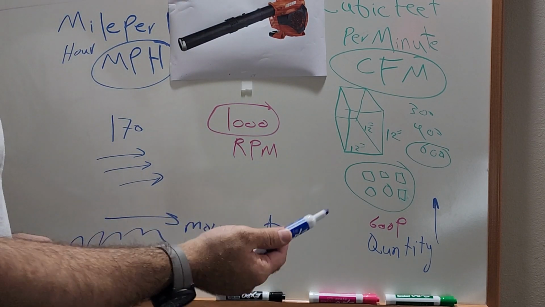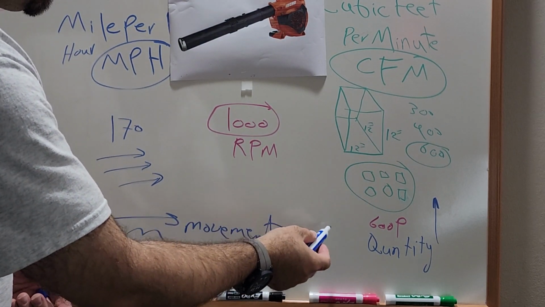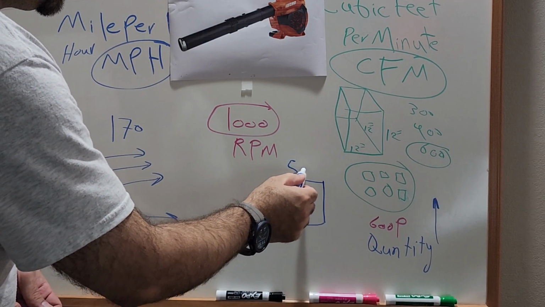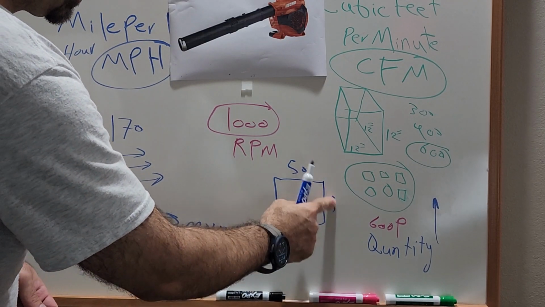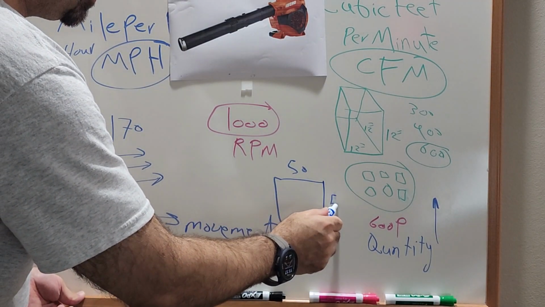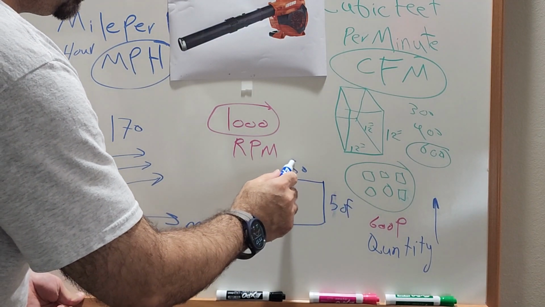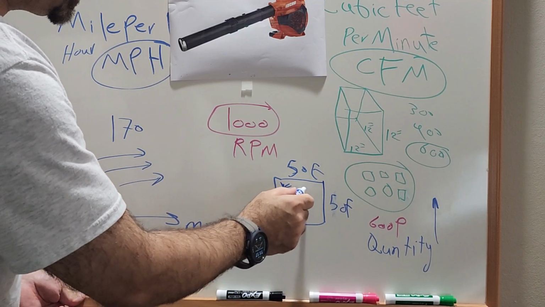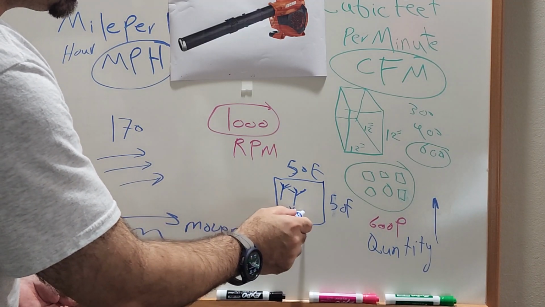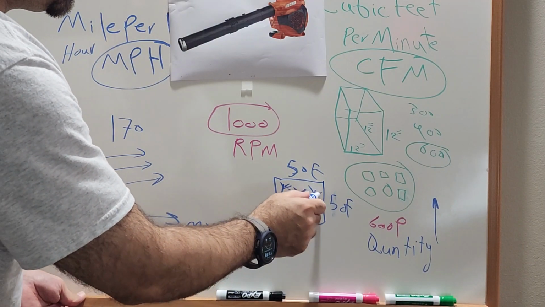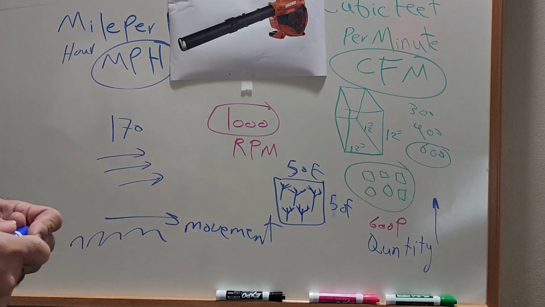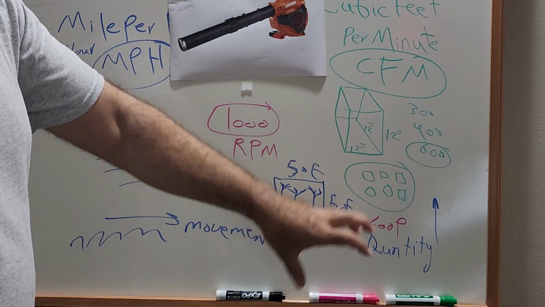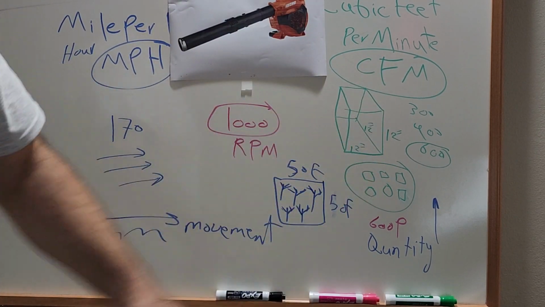So again, you might have a small garden which is 50 foot by 50 foot. Sorry about that. So 50 by 50. But in this garden you have a lot of trees, which is going to produce a ton of leaves. Thus, in this case, we need as big a CFM number as we can buy.